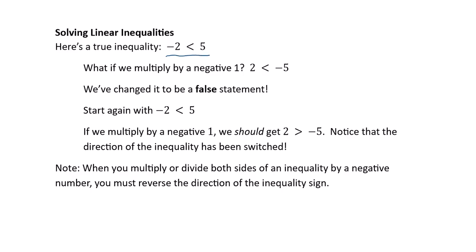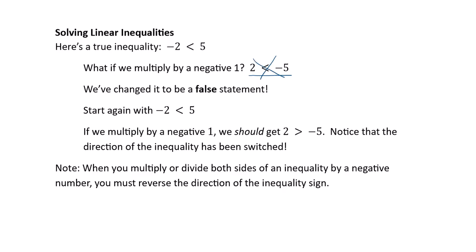-2 is less than 5. What if we multiply by a -1? We get 2 is less than -5. We've changed that to a false statement.